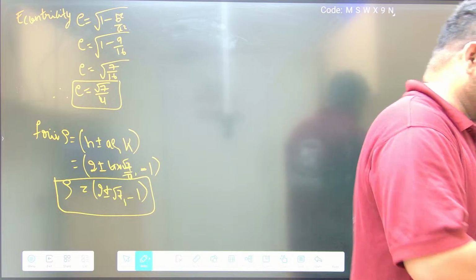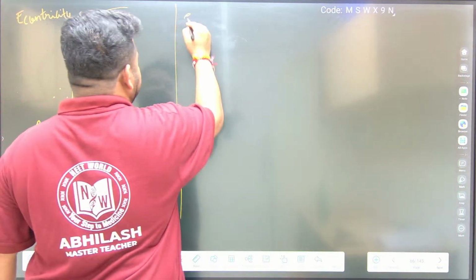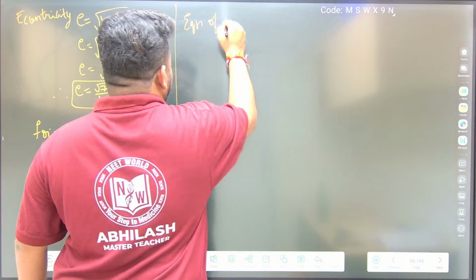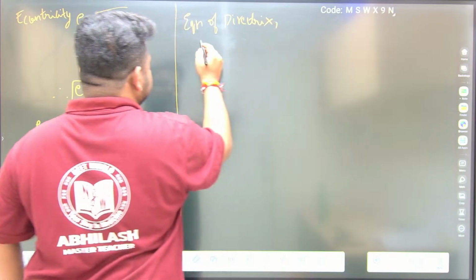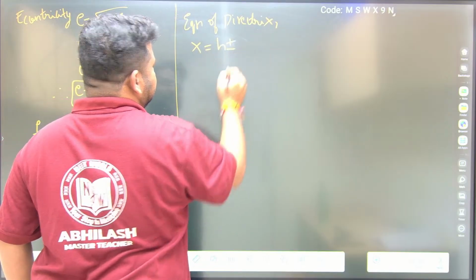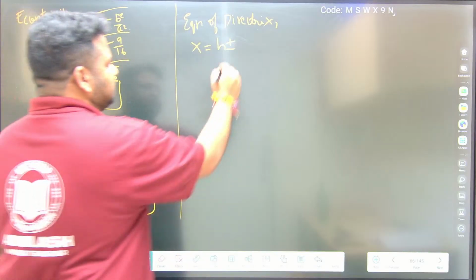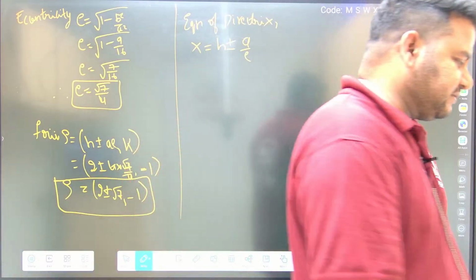Now equation of directrix. This is given by, what is it? Equation of directrix, x is equal to h plus or minus a by e. This is the equation of directrix.